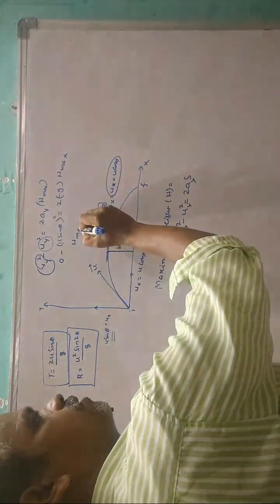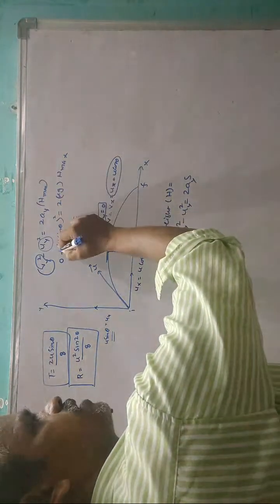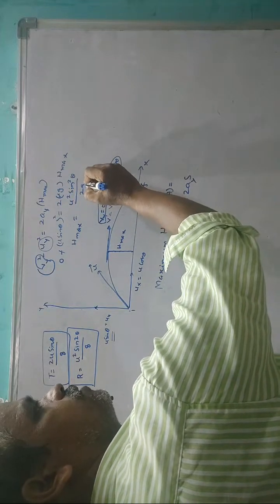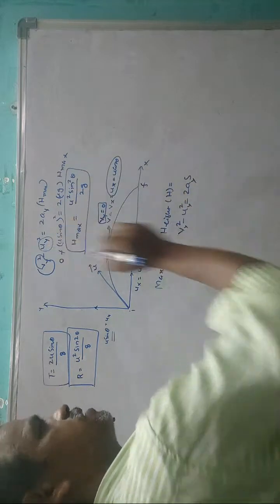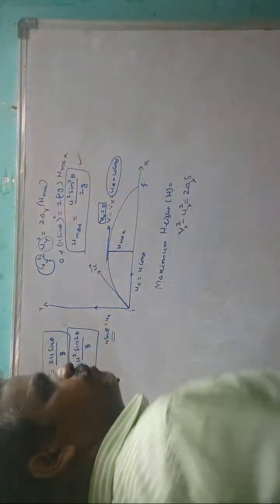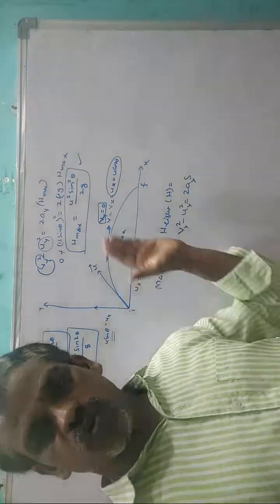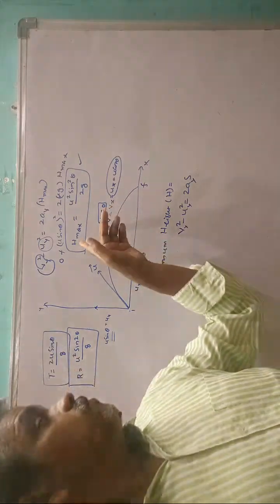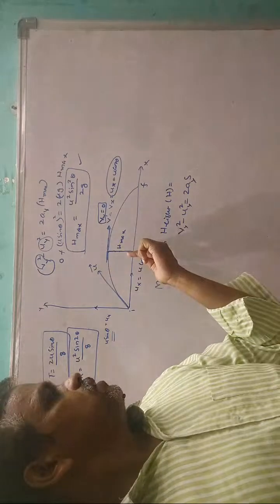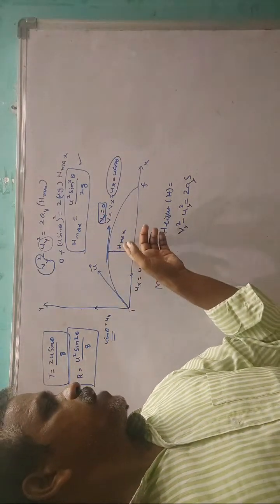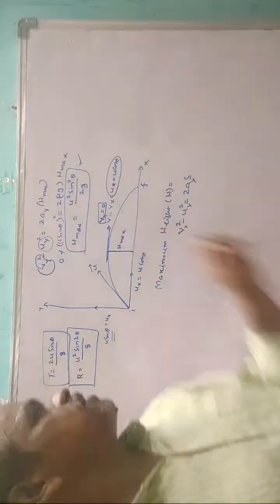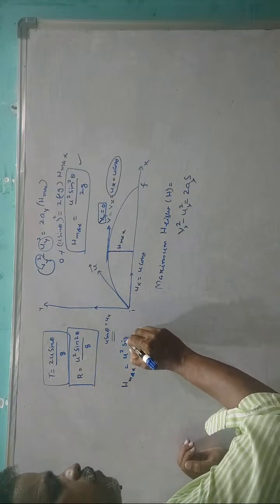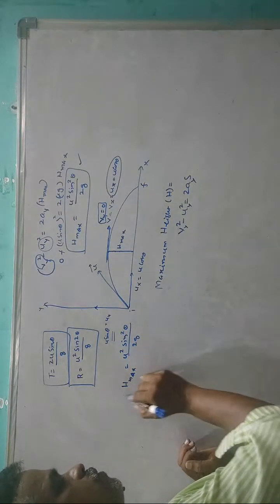So I can derive h max. Minus gets cancelled: u square sin square theta by 2g. This is the maximum height reached in an obliquely projected body. If the body is projected obliquely, how much height does it reach in the whole journey? This is the maximum height covered by the body, u square sin square theta by 2g. So this is h max.